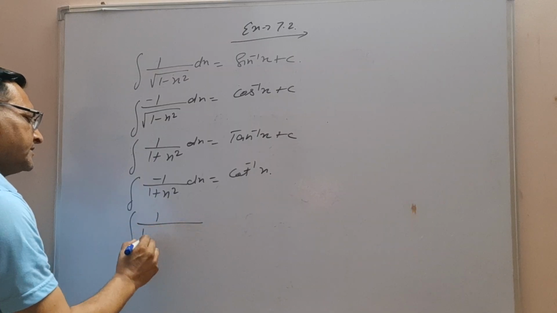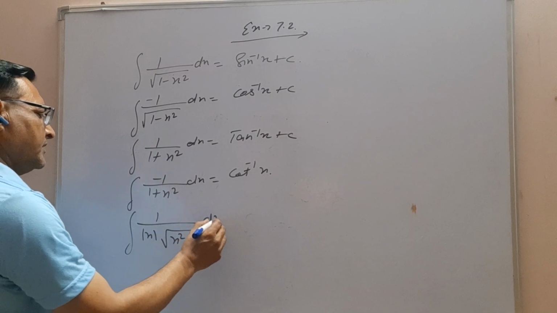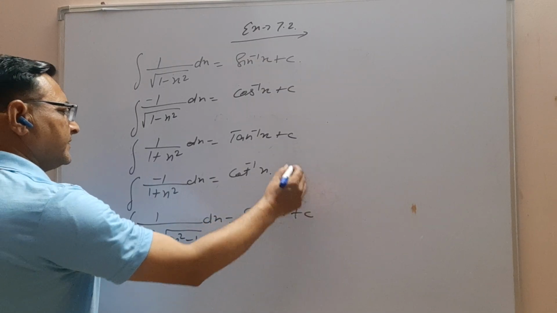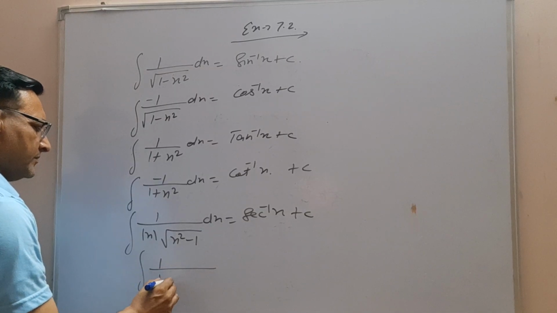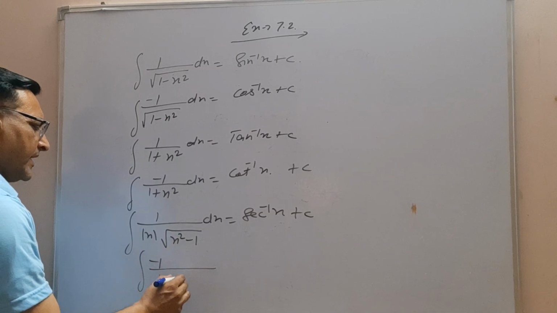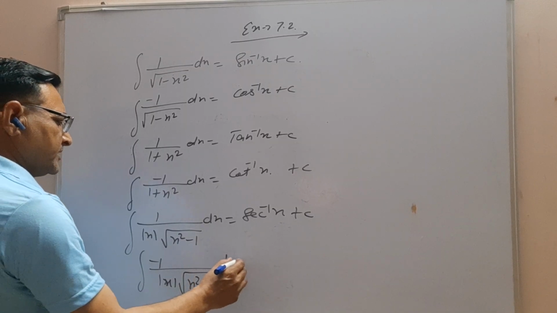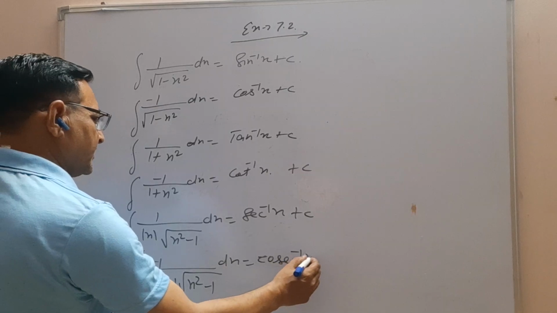1 upon x root x square minus 1, its integration is secant inverse x. Minus 1 upon x root x square minus 1, its integration is cosecant inverse x.